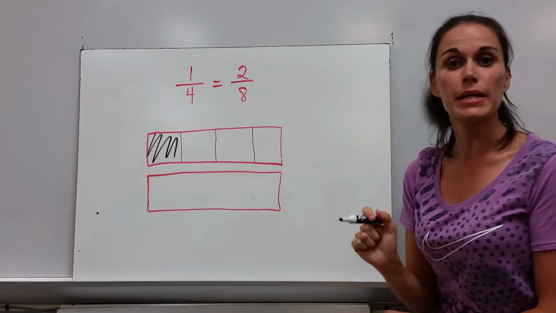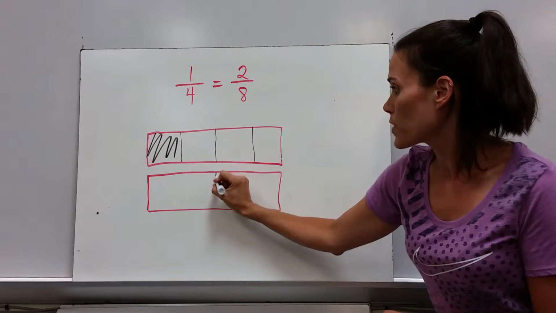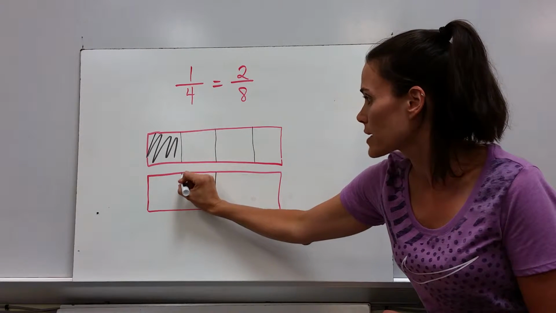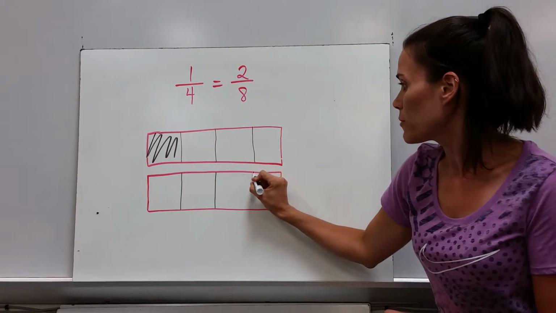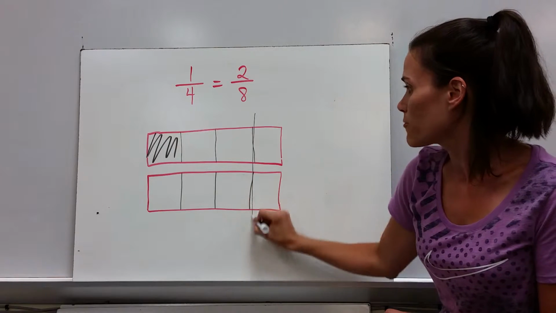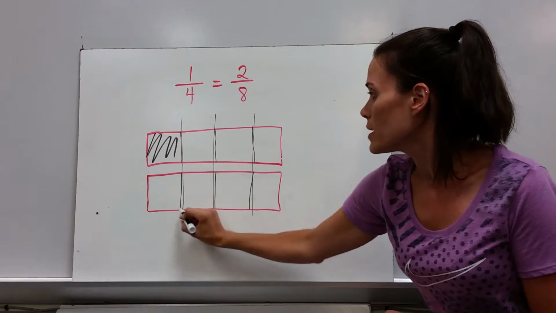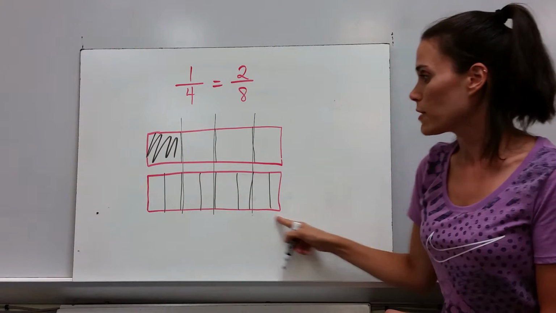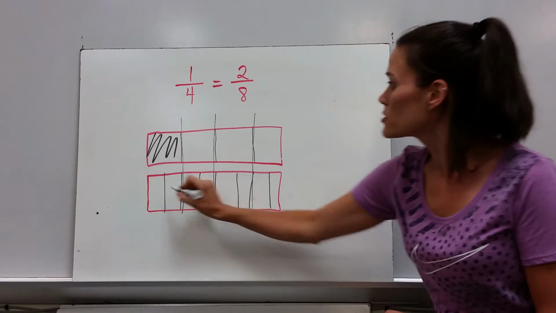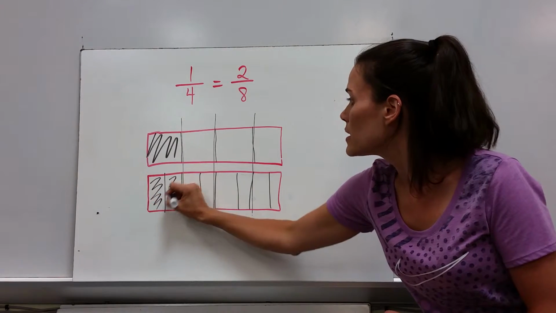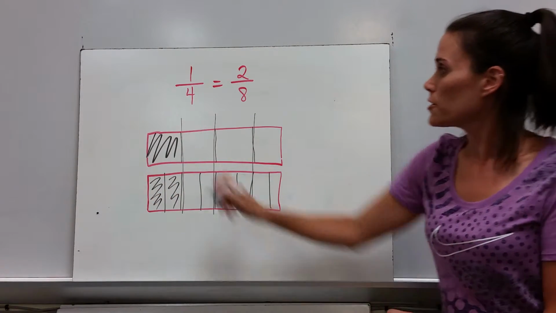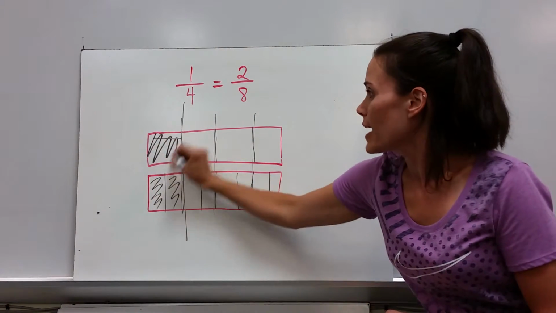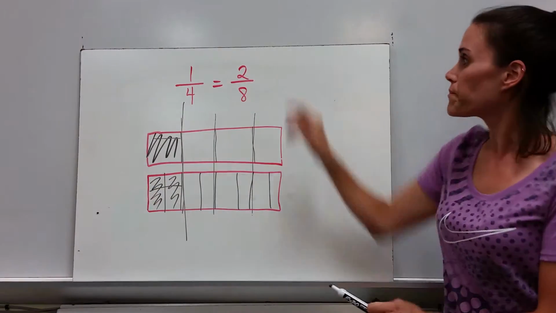The bottom we're going to split into eighths, and I'm going to keep my same fourth lines, because as long as I cut a fourth in half, I will end up with eighths. So you can see my fourth lines are the same. I'm going to cut each fourth in half. Now I've got 8 equal pieces, relatively equal, trying to do it equally. And 2 of the 8 are colored, and you can see that is the same distance.